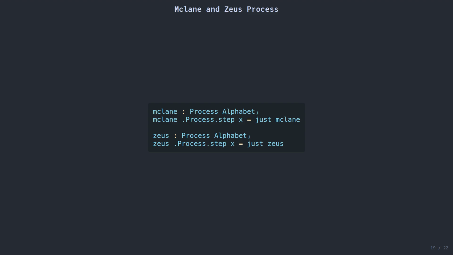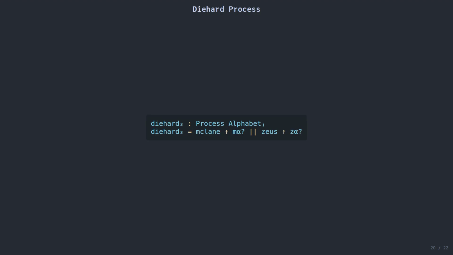For our current example, we can keep the process definitions extremely simple. Both Mclane and Zeus will accept any event from the combined alphabet. In other words, each of them behaves just like the run process. Both processes simply loop back to themselves after every event. Here is how we combine Mclane and Zeus to form a single Diehard process. The processes themselves are simple run processes. However, when we assemble them using the generalized concurrency operator, we obtain a system whose behavior reflects the independent actions of each jug, as well as the coordinated actions they must perform together.